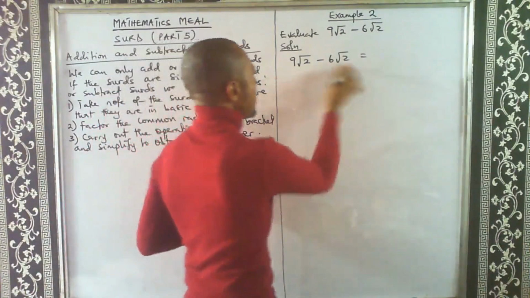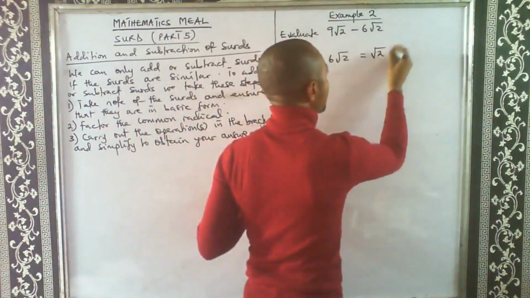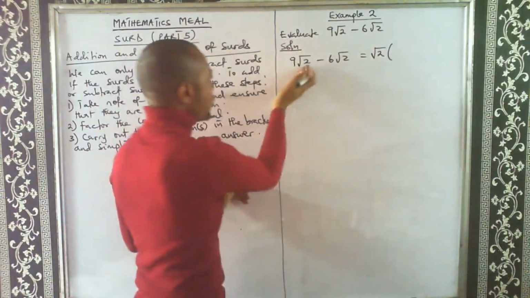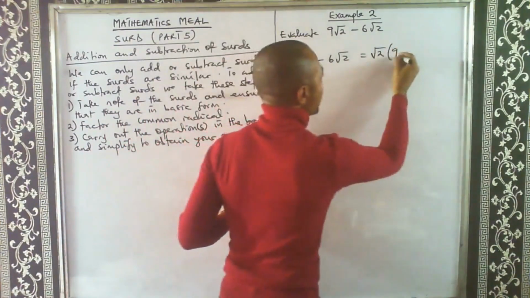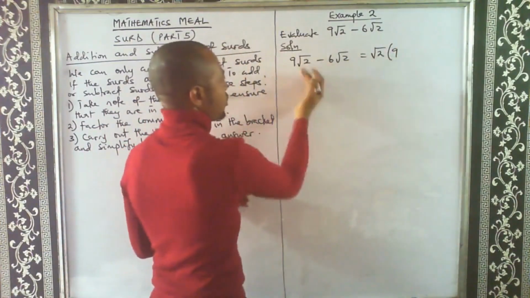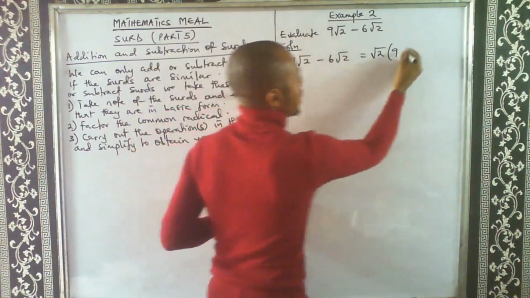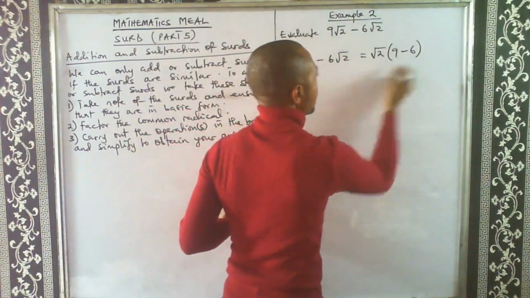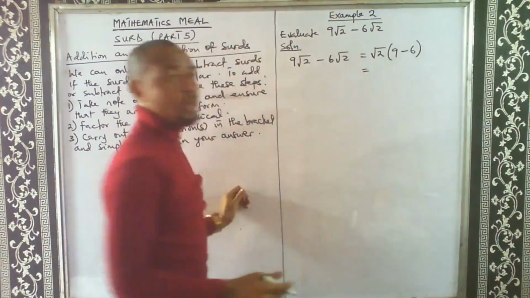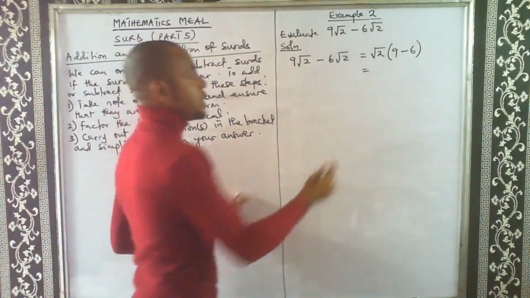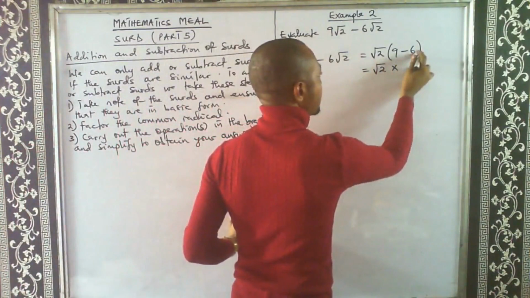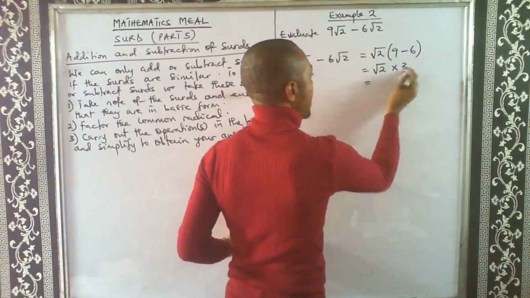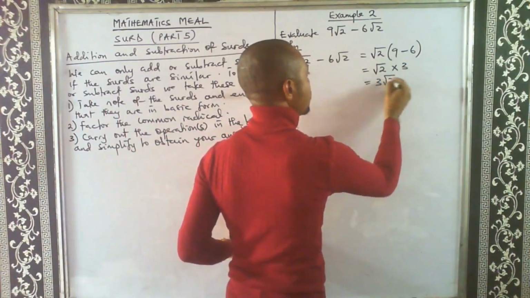What is common here? The common radical is square root of 2. When square root of 2 is factored out, we are going to have 9 remaining here and 6 remaining there. So we carry out the operation in the bracket. Root 2 times 9 minus 6 will give me 3, and 3 times this will give me 3 root 2.